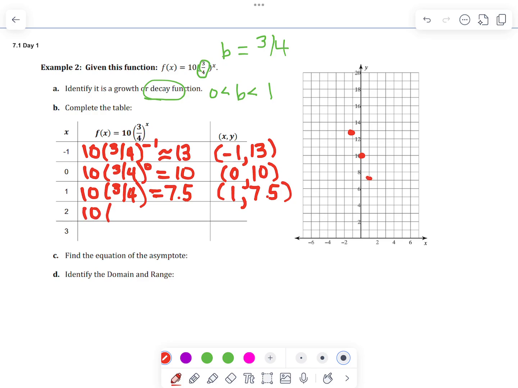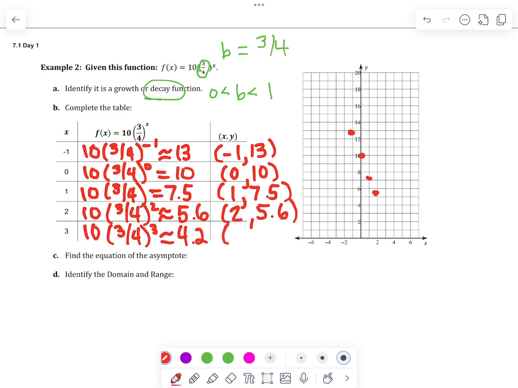Then we input 2 into the exponent. And we get approximately 5.6. So we go right 2, up 5.6. Last one, we'd input 3 into the exponent. We'd use our calculator to simplify. We get approximately 4.2. So we graph that right 3, up 4.2. And then we would connect our points.